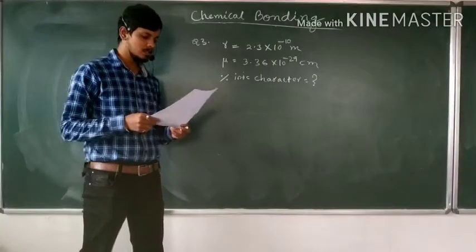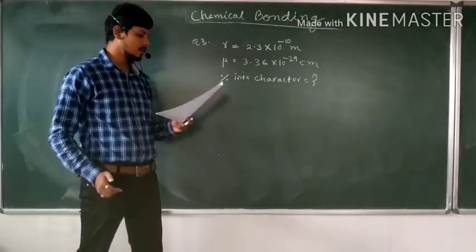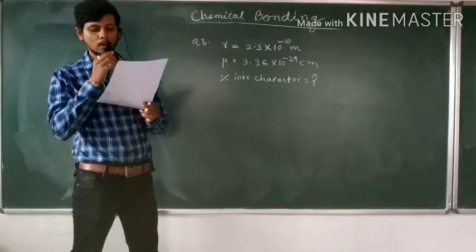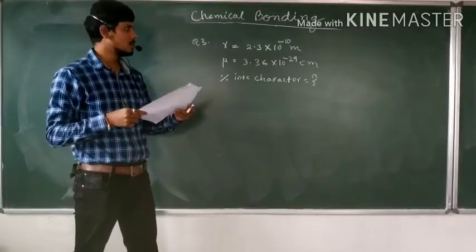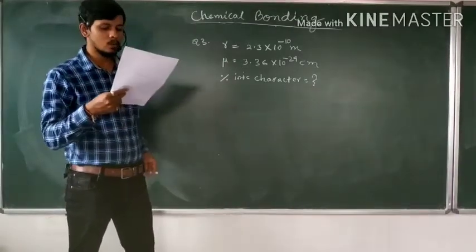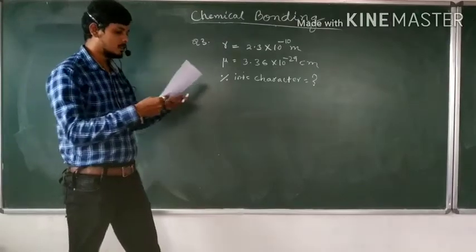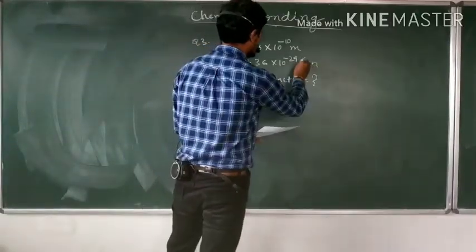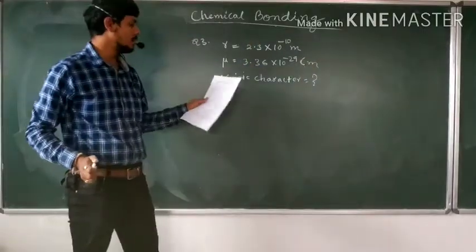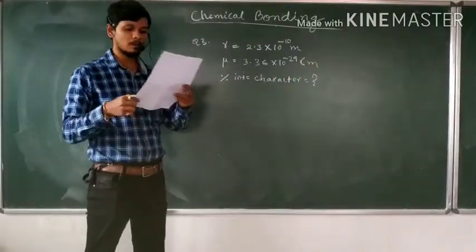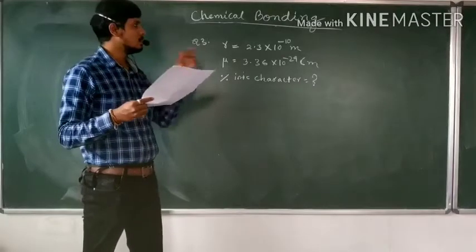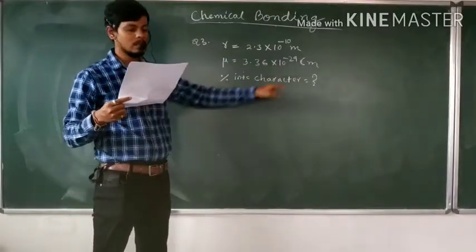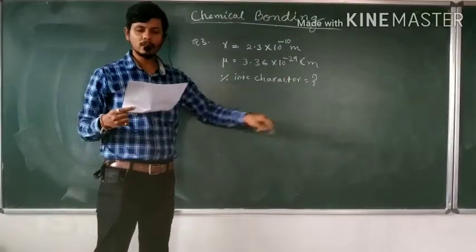In the third question, you are given that the dipole moment of KCl is 3.36 into 10 to the power minus 29 coulomb meter. The distance between K positive and Cl negative is 2.3 into 10 to the power minus 10 meter. The percentage ionic character of KCl is?